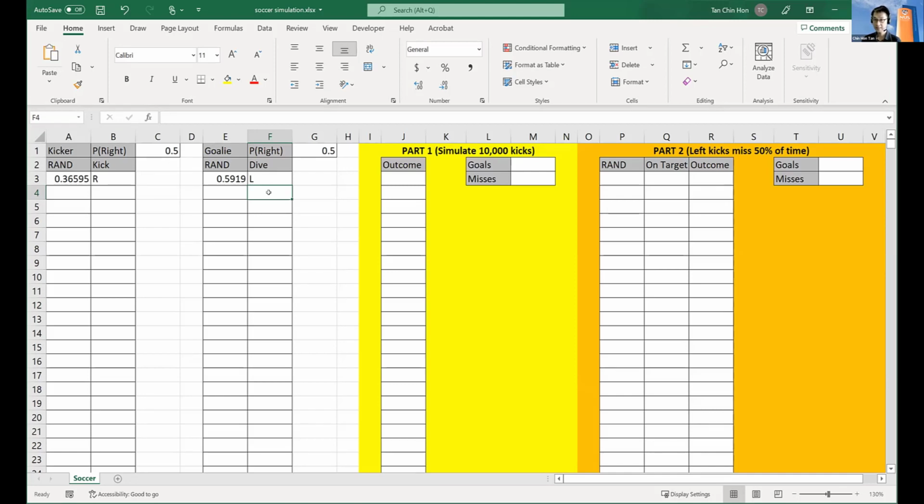The next thing that we want to do is come up with the outcome over there. Do we actually score a goal or not? To decide that, we have to look at where the kicker has kicked and where the goalie has dived. Once again, we're going to make use of our IF statement, so we're going to use equals IF. Let me just quickly copy this one as well in case you need it. This is essentially the formula for cell F3. Let me just paste it there as well, just in case you need that.